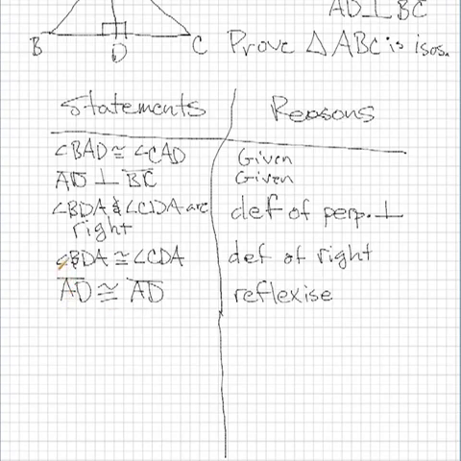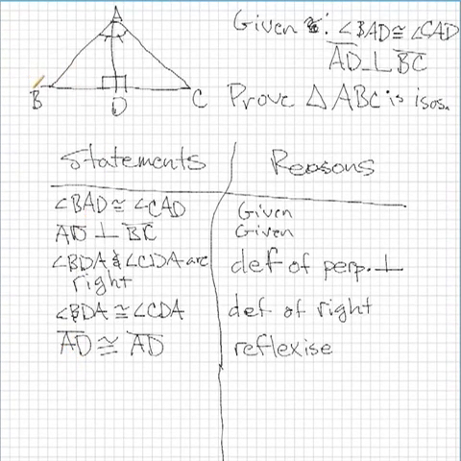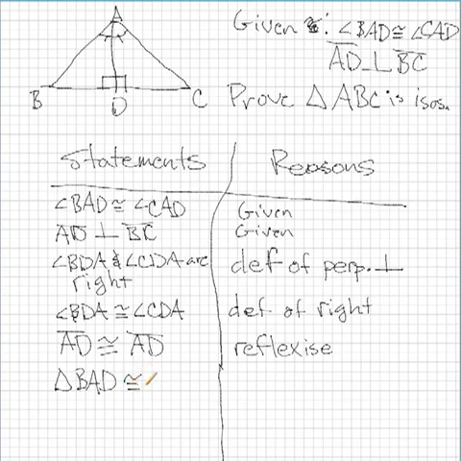So now we have an angle, a side, and an angle congruent to each other. So we can prove these two smaller triangles congruent. We can prove triangle BAD is congruent to triangle CAD. And that's by angle, side, angle. Because we have this angle right here, this side, and this angle.